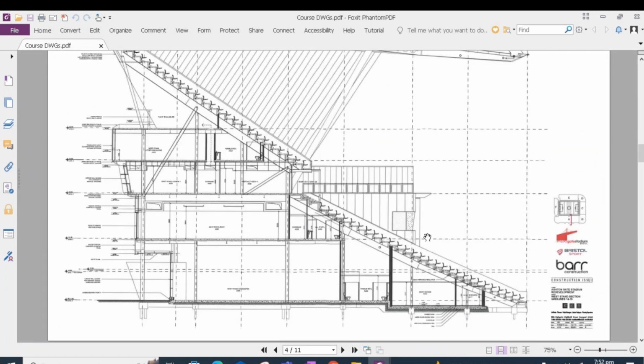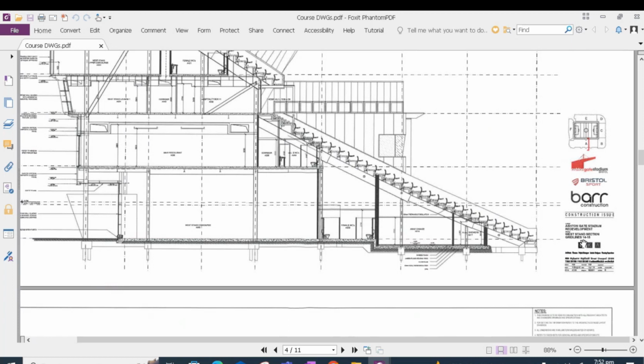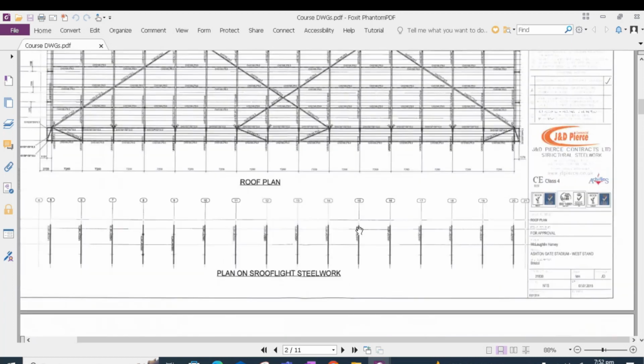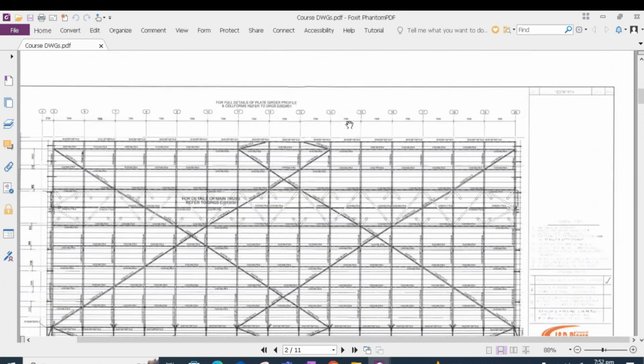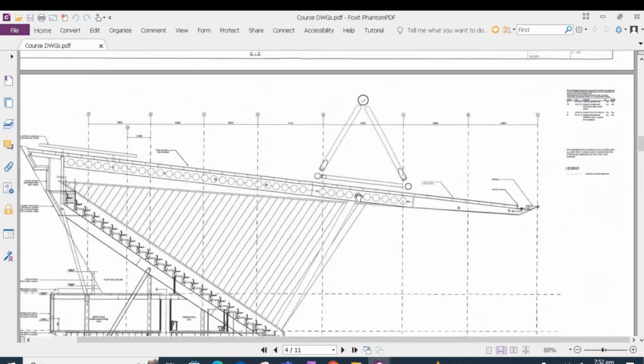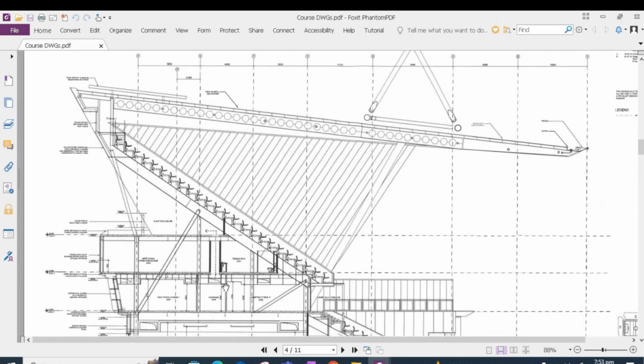This is the elevation at grid line 14 and 15. So according to the roof plan, 14 and 15 grid lines are in the middle. This elevation clearly shows that the lattice girder is supporting the steel cantilever. The steel cantilever has got a back propping steel system responsible for transferring the load back to the ground.